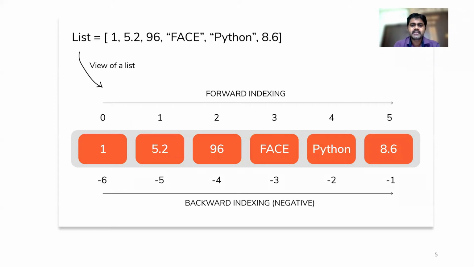Okay. So here, as I said, we have forward indexing and negative indexing, that is backward indexing, or we call it reverse indexing. Forward indexing always starts with the 0th index: 0, 1, 2, 3, 4, 5, and reverse indexing will always start with -1, -2, -3, -4, and so on. The last index in forward will be the first index in backward. If we take this example, list of 5 will be list of -1. So 8.6 is the last index in forward indexing, and 8.6 is the first index in reverse indexing.